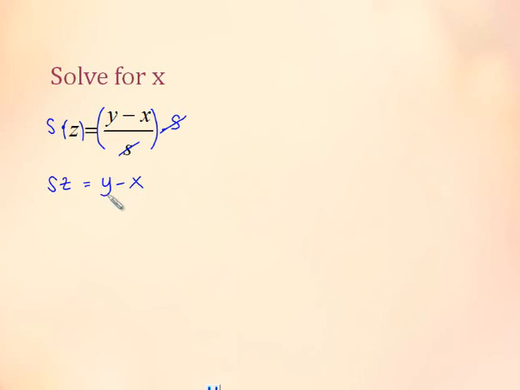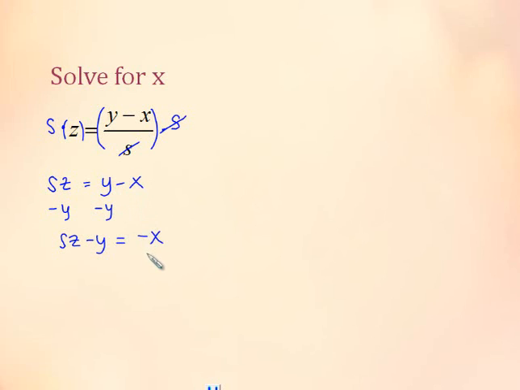So here, I need to get rid of the y, so we're going to subtract y from both sides. Remember, what you do to one side, you do to the other side. So now we have s times z minus y, and here's the number one mistake that a lot of students make. They forget, or I think they just drop this negative. So we have a negative x still on the right-hand side.